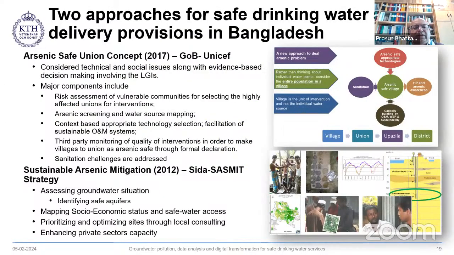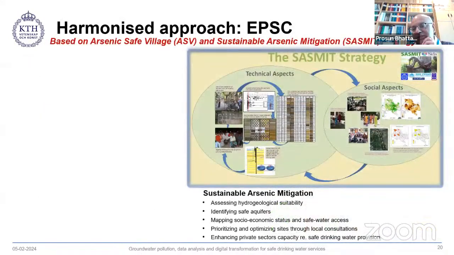So here, what we compare in the Bangladesh perspective, we talked about the Arsenic Safe Union concept, which was delivered by the government of Bangladesh UNICEF program in 2017. But prior to that, we talked about sustainable arsenic mitigation through the SIDA, Swedish International Development Cooperation Agency supported project called SASMIT. We actually worked on assessing the groundwater situation, identifying safe aquifers, understanding the socioeconomic status and safe water access, and then prioritizing and optimizing sites through local consulting and enhancing private sector capacity. So this is a nutshell of what the SASMIT strategy meant in its totality.